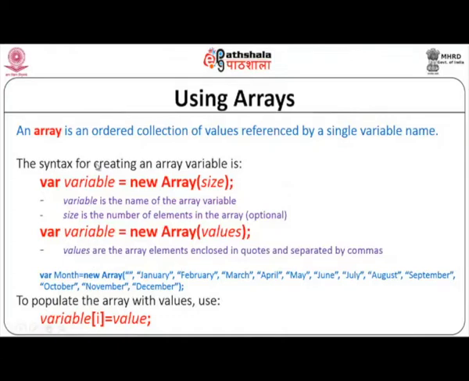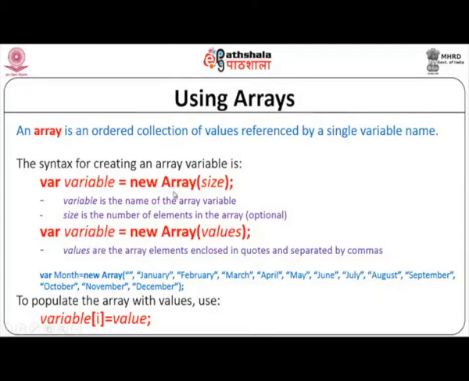Array is another data type supported in JavaScript. It is an ordered collection of values. Normally you refer to it with a single variable name. When you want to declare an array, you make use of the same variable declaration, var, the keyword, and make use of the new operator, and then there is a predefined object called Array to declare an array in JavaScript.